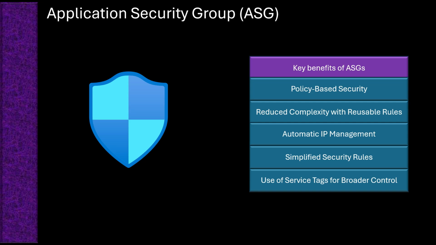And you can simplify security rule updates using ASGs. ASGs make it easier to add or remove VMs without updating individual rules. You can use them to future-proof your app security as you scale or reconfigure.